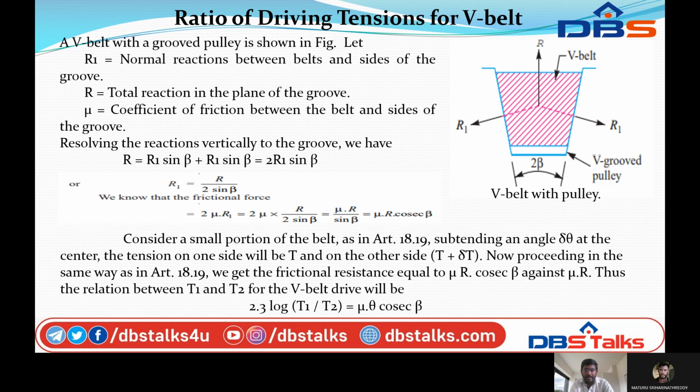Consider a small portion of the belt subtending an angle delta theta at the center. The tension on one side will be T and on the other side T plus delta T. Now proceeding in the same way, we get the frictional resistance equal to mu R cosecant beta instead of mu R. Thus the relation between T1 and T2 for V belt drive will be 2.3 log of T1 by T2 is equal to mu theta into cosecant beta.